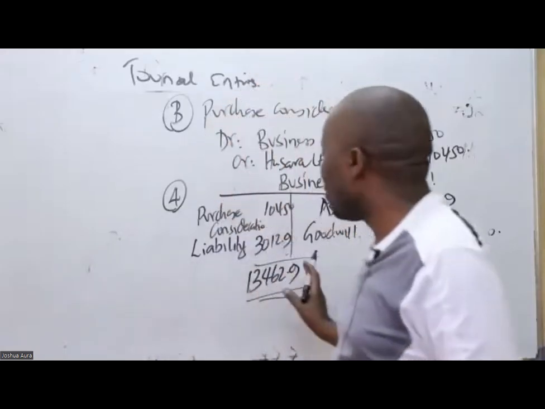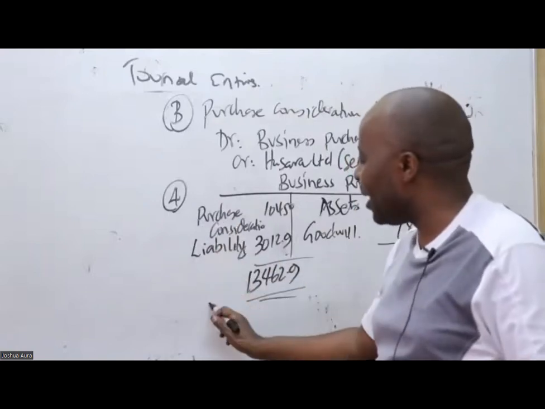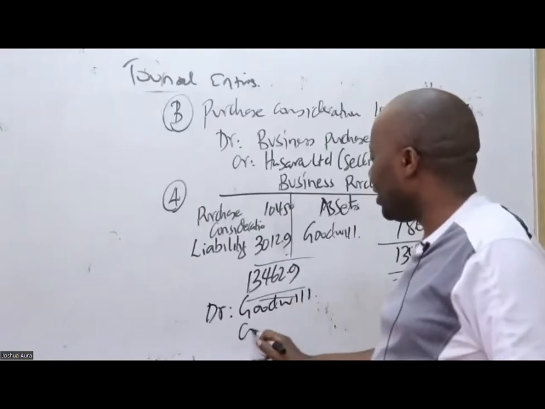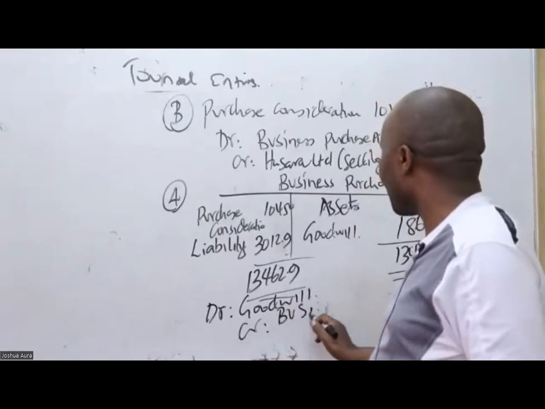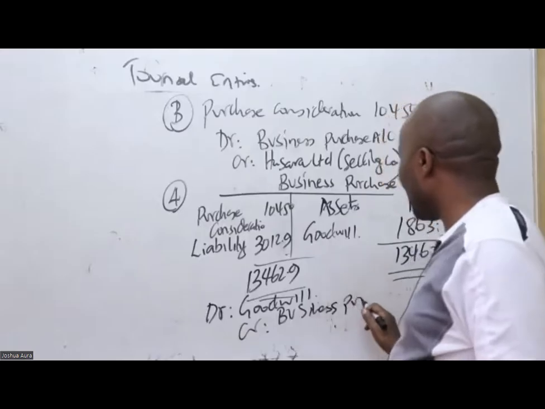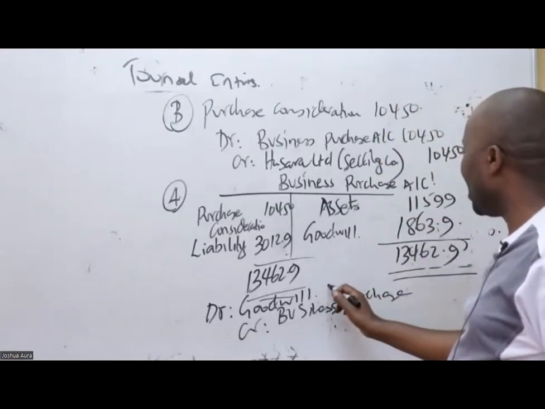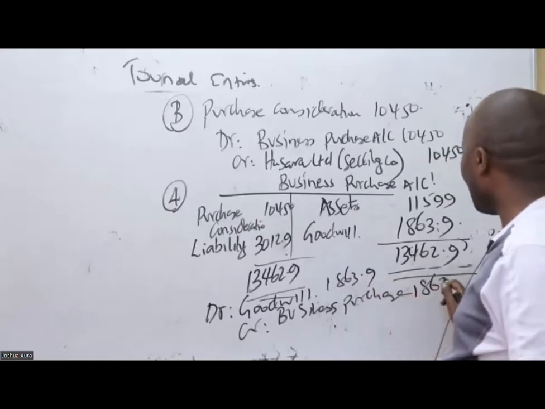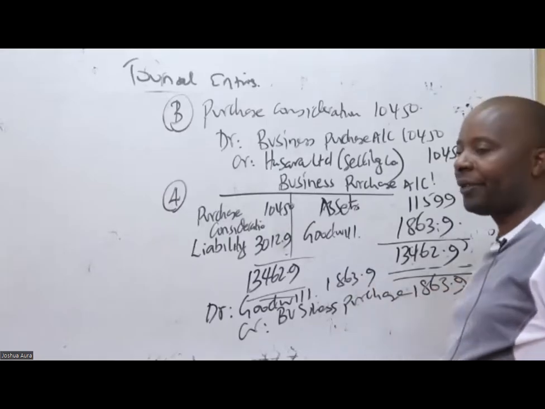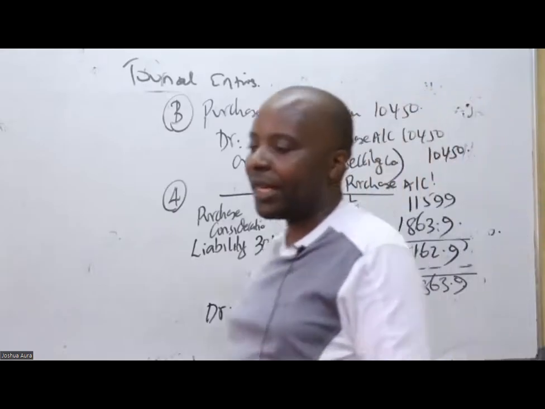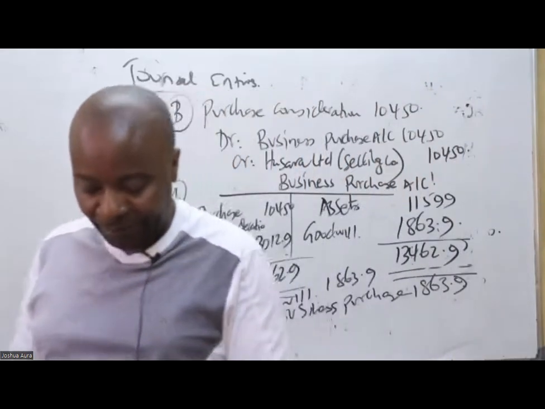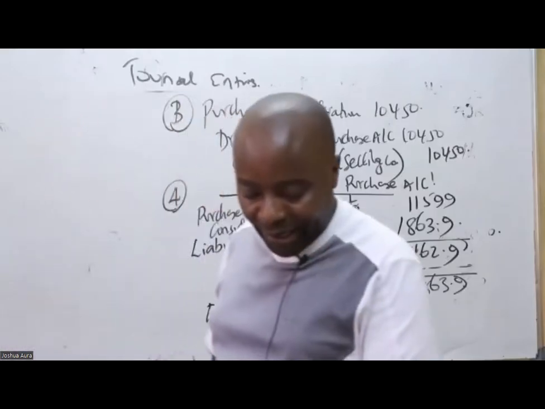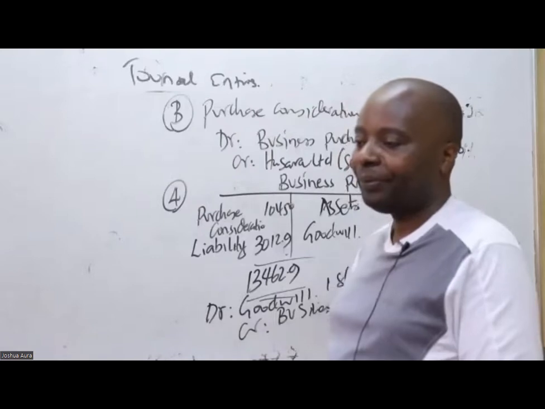So then once we have the goodwill, what do we do? We shall come and debit goodwill, credit business purchase. So goodwill here is 1863.9. Being a goodwill acquired. A journal for goodwill acquired.